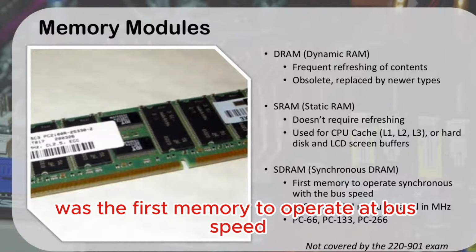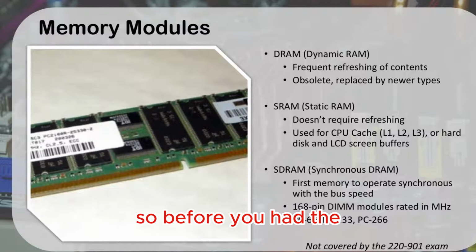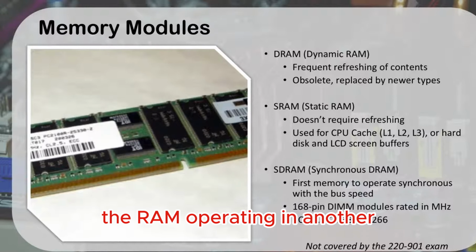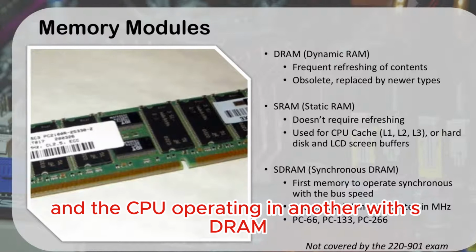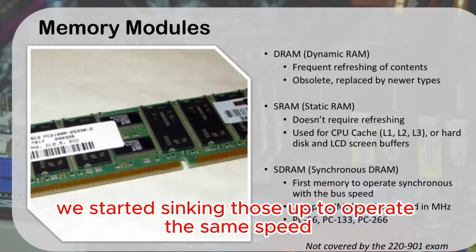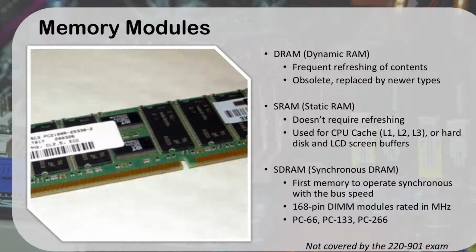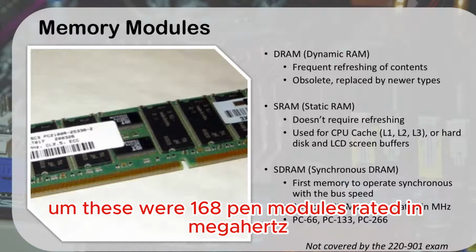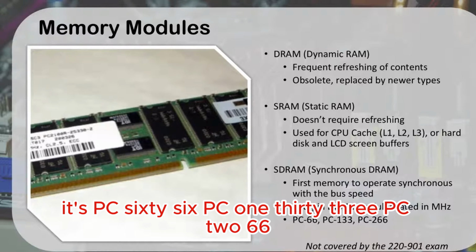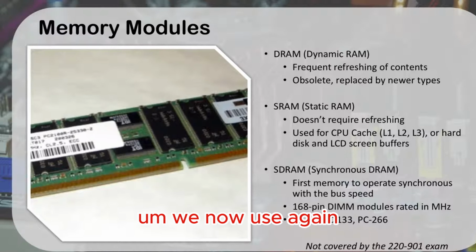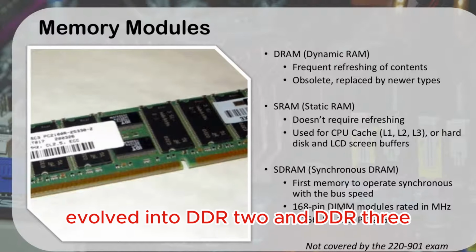Synchronous RAM was the first memory to operate at bus speed. So before, you had the motherboard operating at one speed, the RAM operating at another, and the CPU operating at another. With SRAM, we started syncing those up to operate at the same speed. Because if we're all marching to the same drummer, we can do things more efficiently. These were 168-pin modules rated in megahertz. It's PC66, PC133, PC266. This was the first DDR or DDR1 essentially. We now use, again, this is an evolution of dynamic RAM. And both of these evolved into DDR2 and DDR3, which is what we currently use.